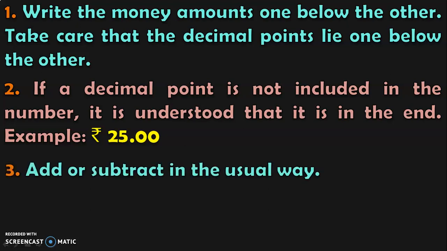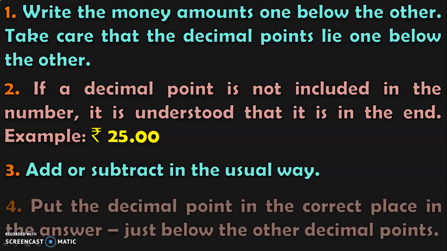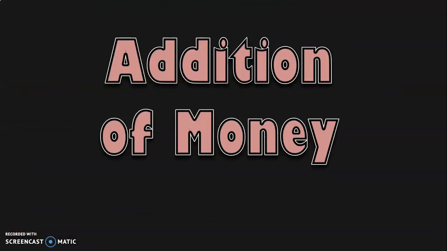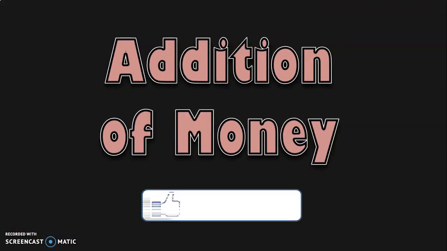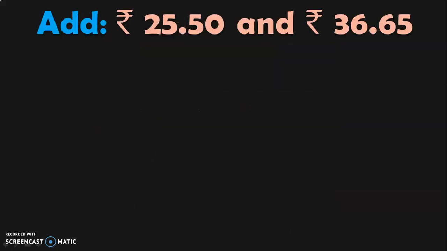Next, add or subtract in the usual way. There is no difference in the addition or subtraction method. Put the decimal point in the correct place in the answer, just below the other decimal points. Now that we know the rules for addition and subtraction of money, let us do some sums for addition of money first. Add 25 rupees 50 paise and 36 rupees 65 paise.